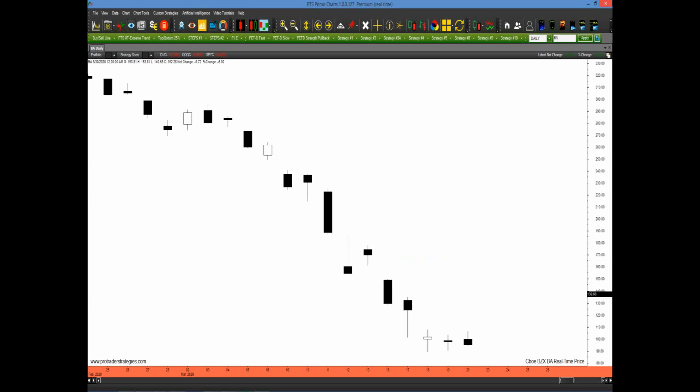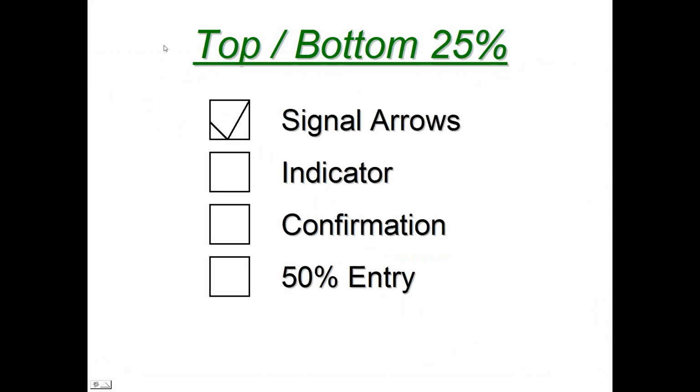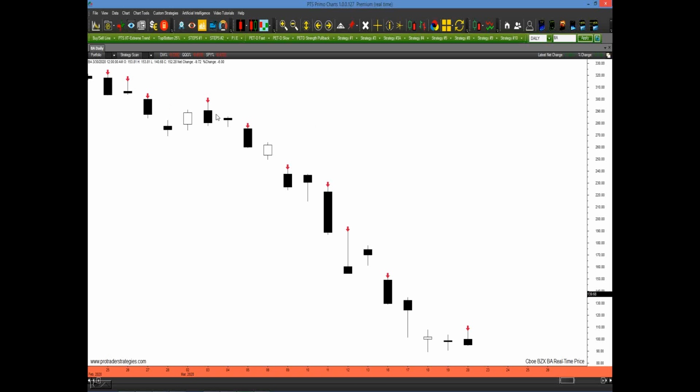So looking at this right now, once we apply the top bottom 25%, click on signal arrows, and look at all the signs. Not me, not some guy in a trading room, but look at the market telling you it wanted to go lower, okay?